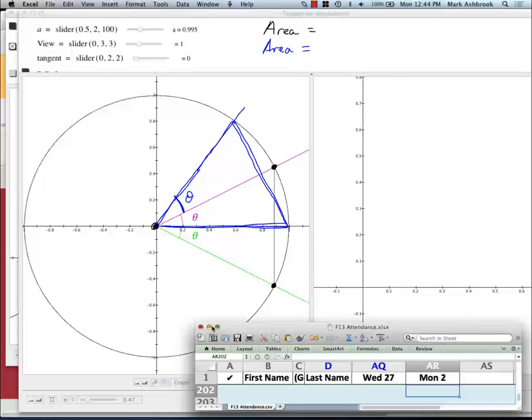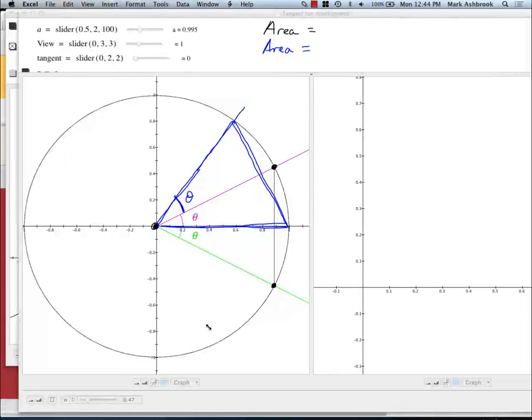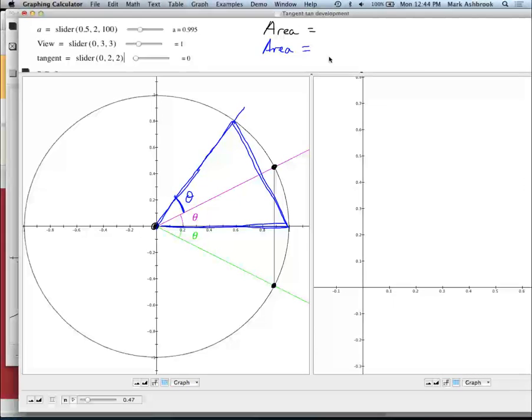Okay, area of the black triangle. Michael, did you get the area of the black triangle? Any work on that? No, didn't get it. Leah, did you get it?